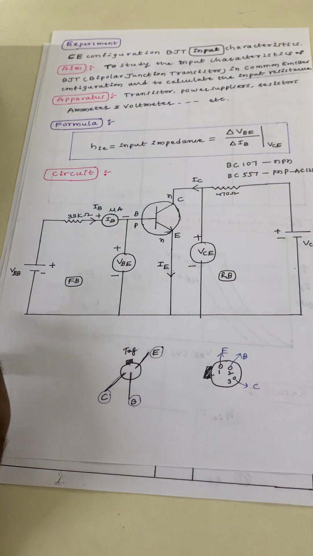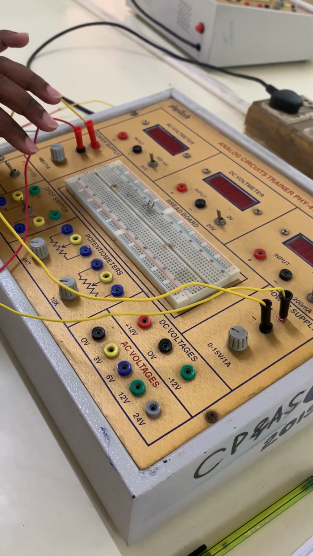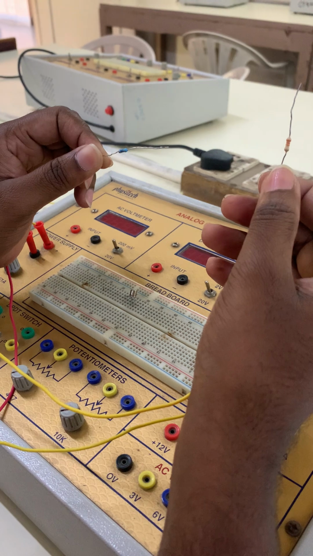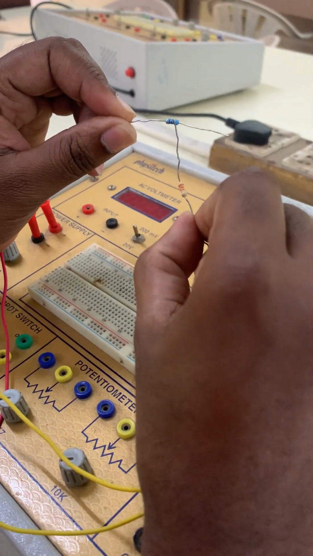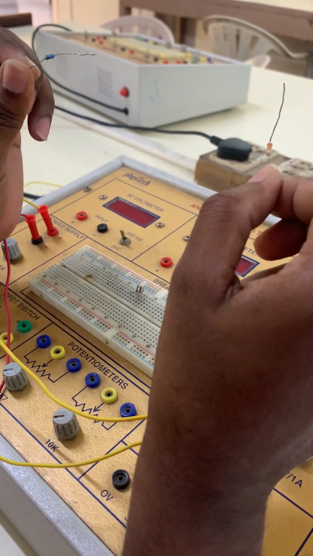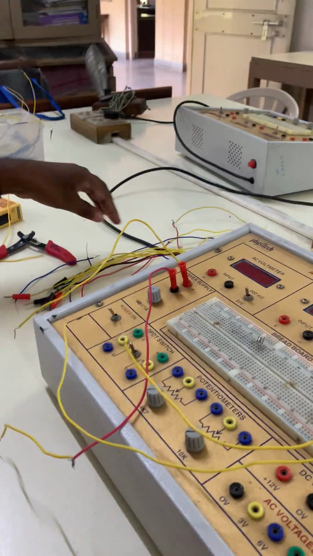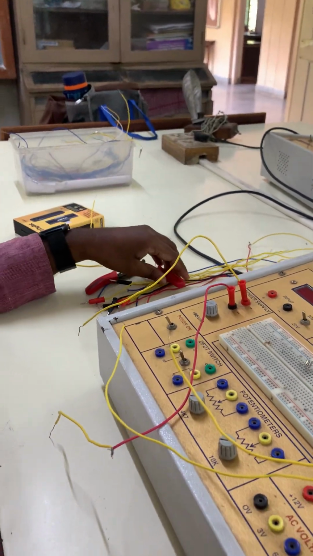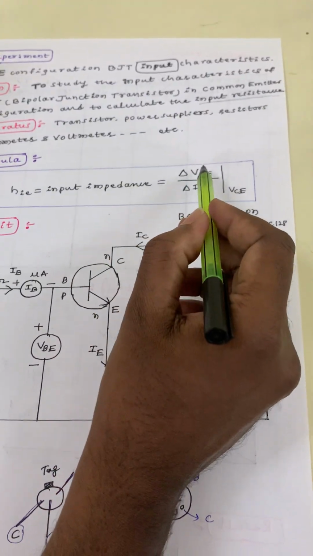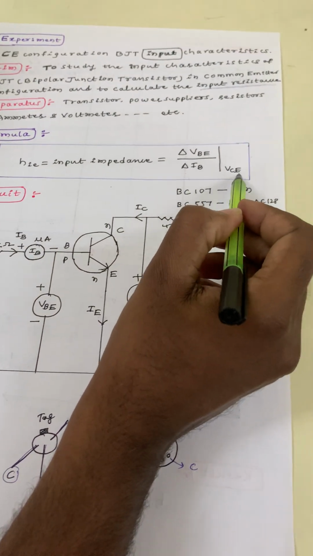First, what apparatus do we need? We need the transistor, and we have to take resistors. One is a 33K resistor, and this one is a 470 ohm resistor. We are taking two resistors: one resistor I am giving to the input, and one more resistor I am giving to the output. Clear? Now these are the patch cords, and this one is the cutter to cut the wires. Now you are able to see the formula: input impedance is equal to delta VBE by delta IB at a constant voltage.